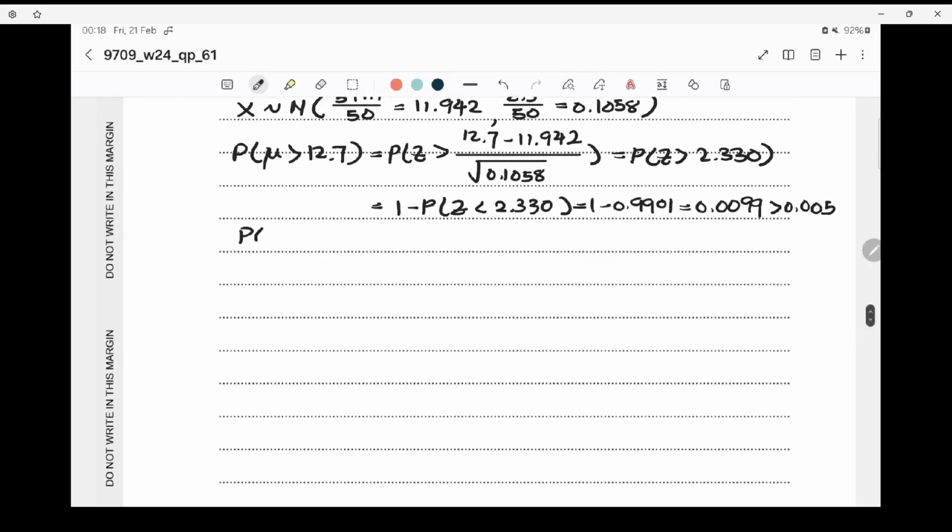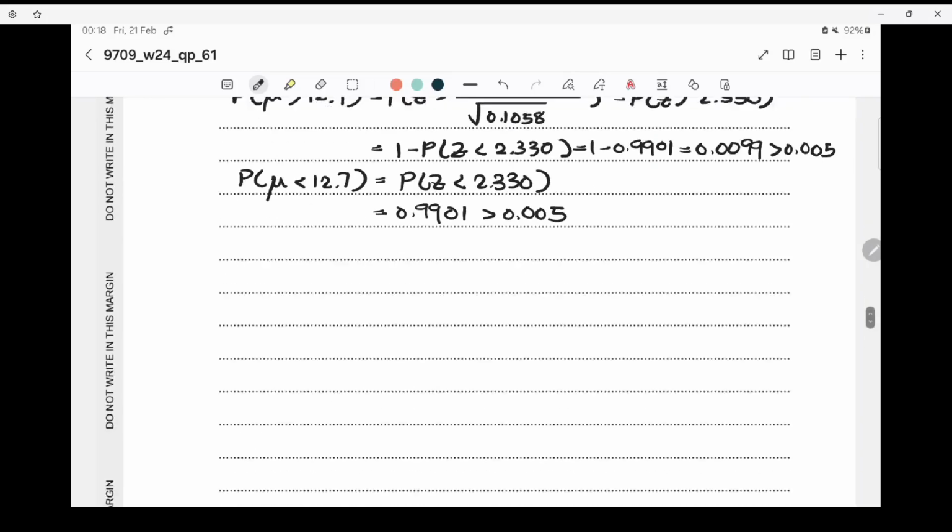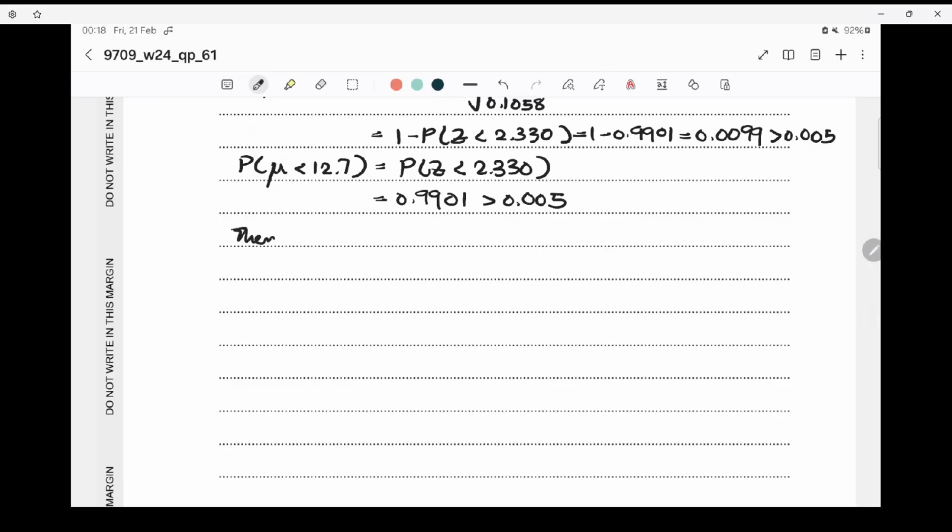So the second test you need to do is the other direction. So this time you already calculated the z-score above, so you can directly just write it down, and this is also greater than 0.005. So there is no reason to reject your null hypothesis. Hence, accept H naught.